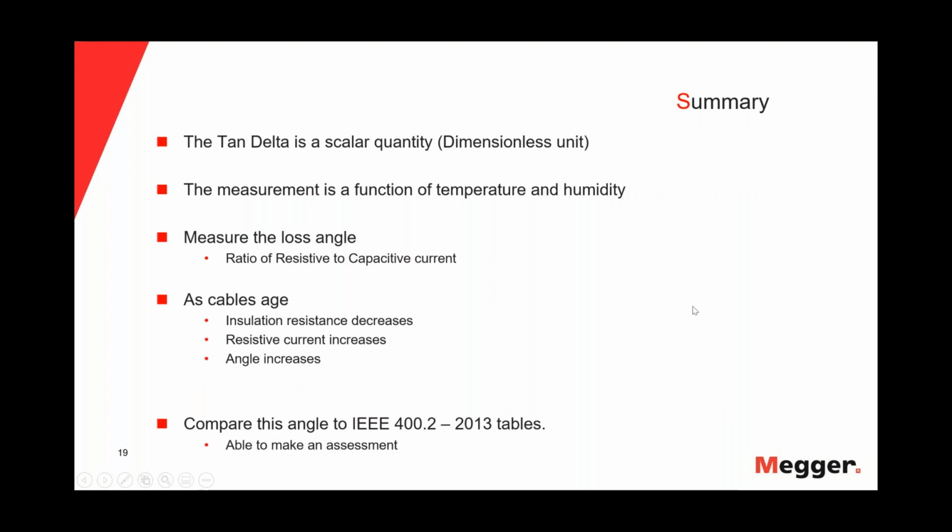The tan delta is a scalar quantity, a dimensionless unit. The measurement is a function of temperature and humidity, as I stated before, and it's the measure of the loss angle, the ratio of resistive and capacitive current. As cables age, the insulation resistance decreases, the resistive current increases, and the angle increases. Compare this angle to the IEEE 400.2 2013 tables, and you are able to make the proper assessment.